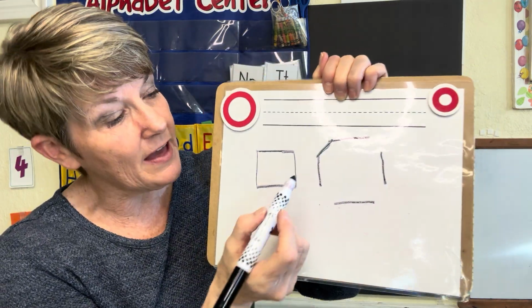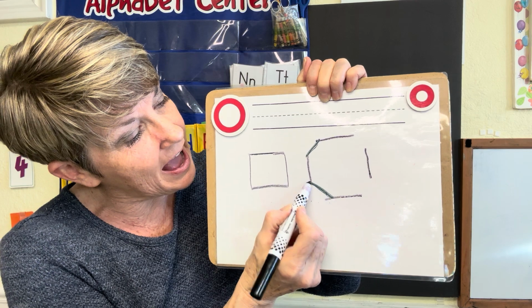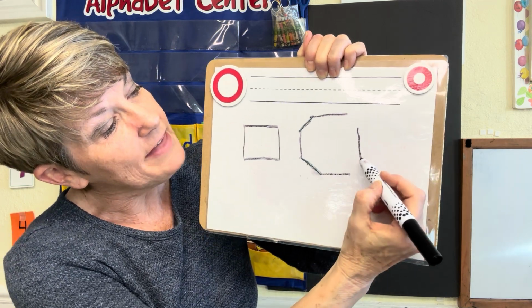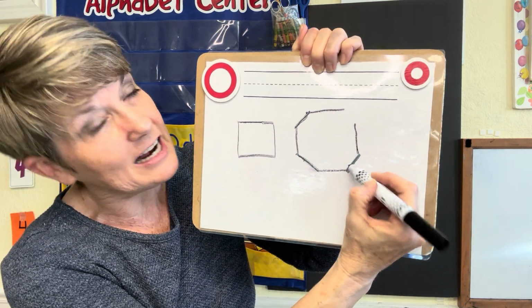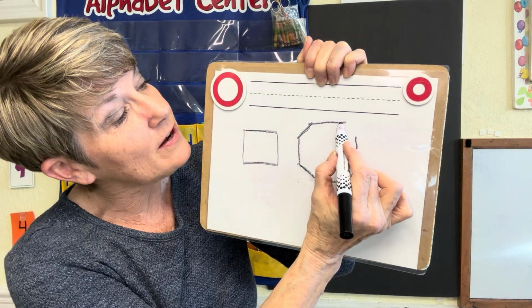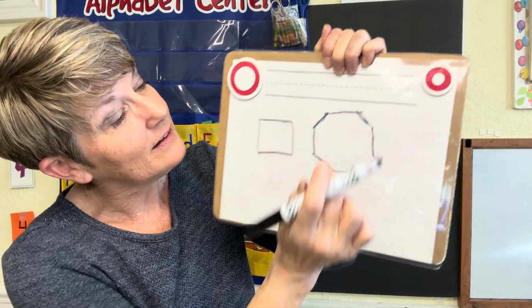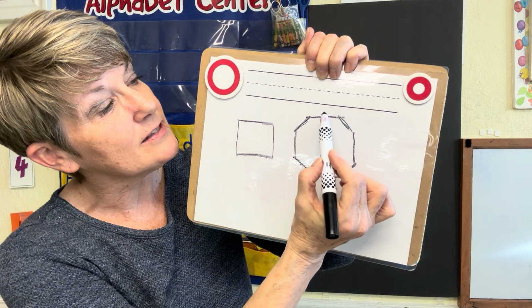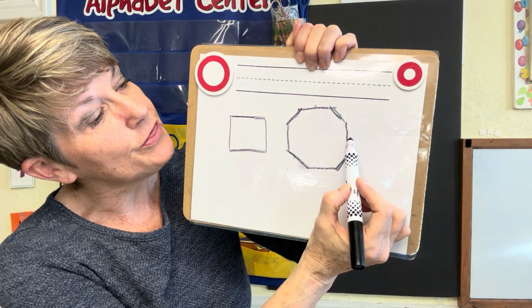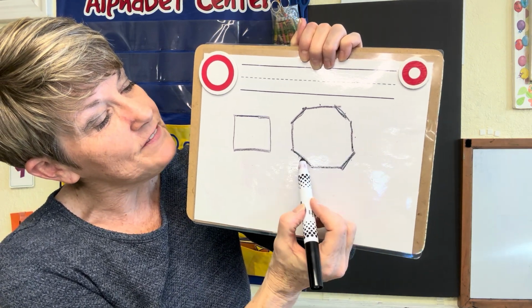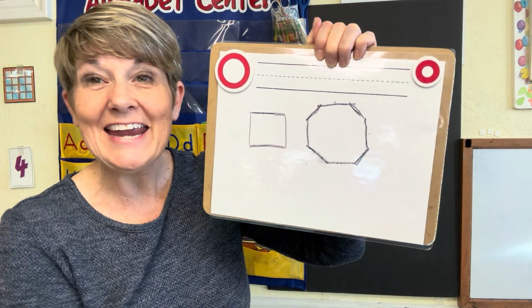Draw a line down like that. Then we're gonna draw a line down like that. And then another line down like that and touch them that way. And then one that goes this way. Let's see, count the sides. 1, 2, 3, 4, 5, 6, 7, 8.